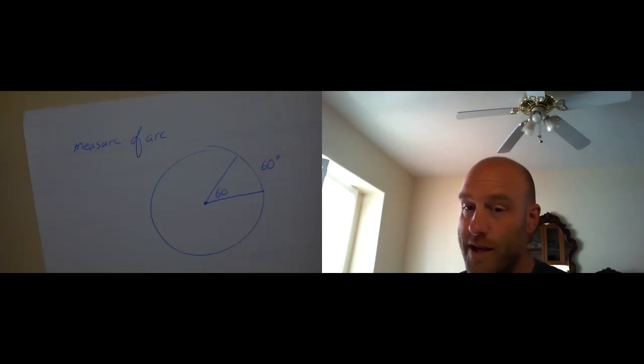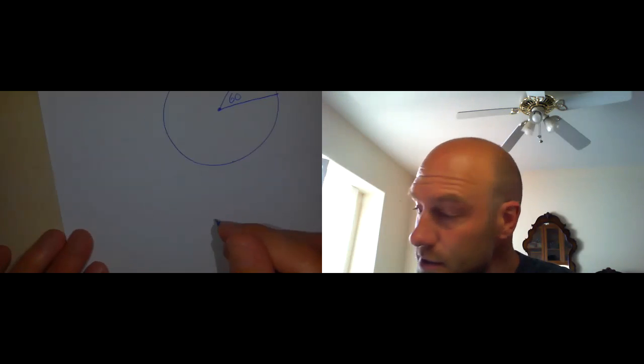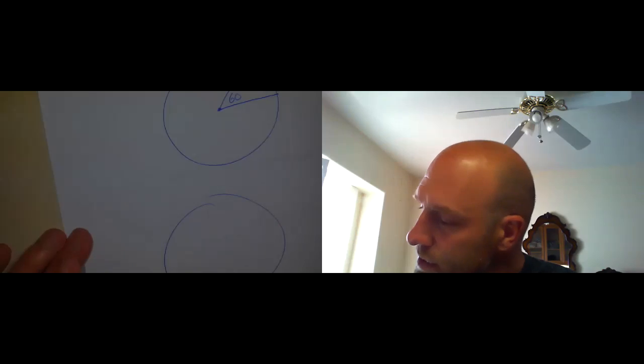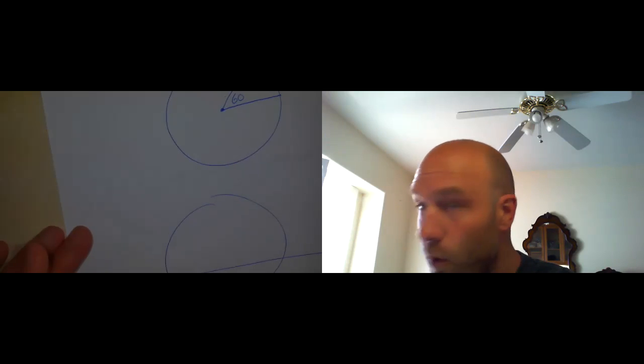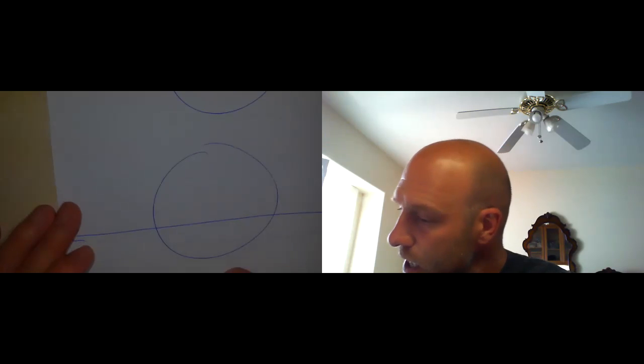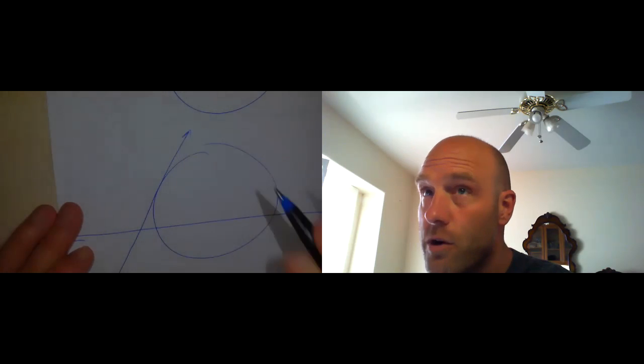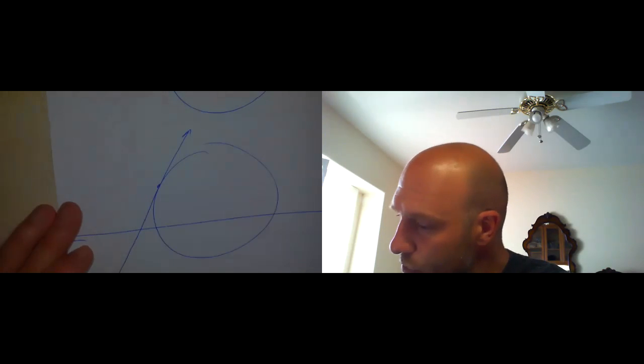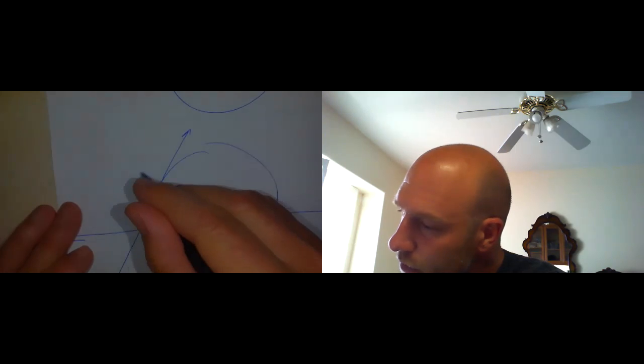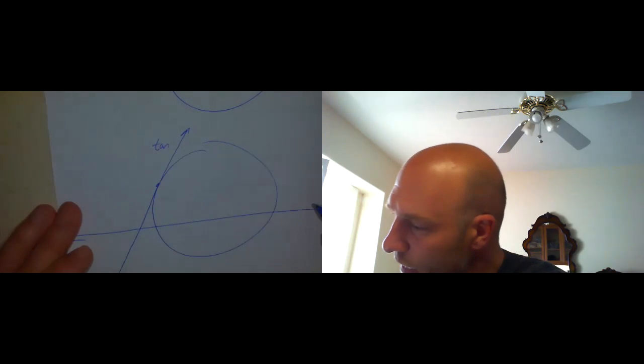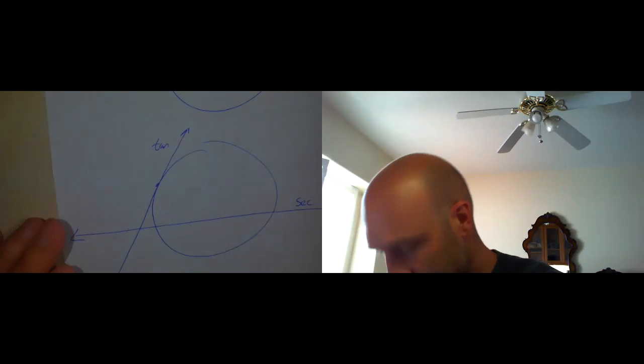In 10.4, we talked about what a secant and a tangent is. A secant is a line which contains a chord, and a tangent is a line which intersects a circle in exactly one point. So this over here is a tangent, and this is a secant.